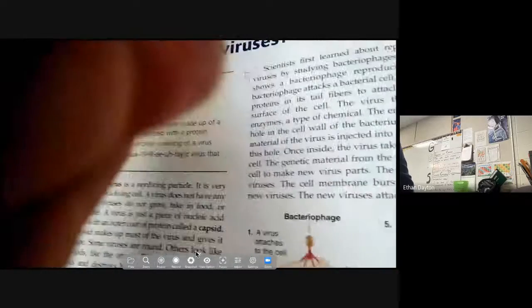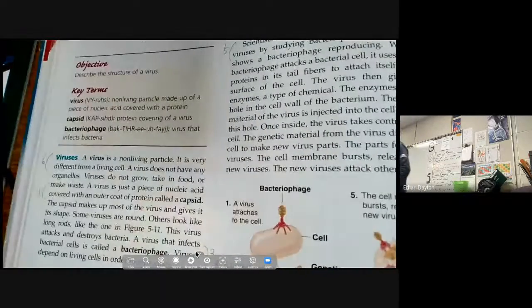Okay, key terms. Obviously, virus is the first one. A non-living particle made up of a piece of nucleic acid covered with a protein. So, again, these textbooks are a little older. There is constant debate on whether viruses are living or non-living. They exhibit some properties of living things, but they also have many properties of non-living things, meaning that they can't reproduce without a host, among some other things.